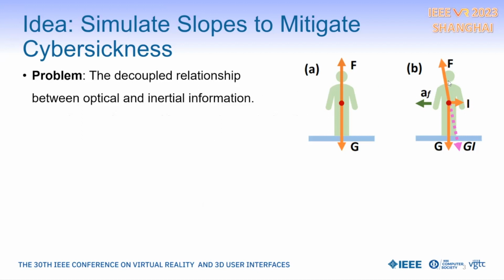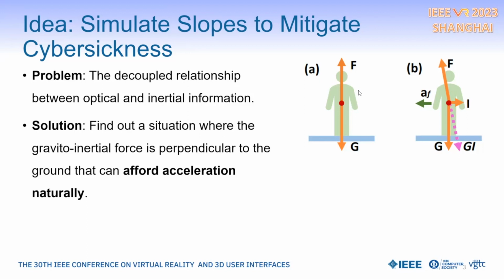In the real world, like Figure B, the optical flow and gravity inertial force are coupled by physics. An inertial force is a force that an object receives when accelerating. Since gravity and inertial force are equivalent according to Einstein's general relativity, we describe their vector sum together as the gravito-inertial force, like the pink arrow. But like Figure A, if we navigate in VR, there won't be much inertial force. So we need a situation where the gravito-inertial force is perpendicular to the ground like this, and could still afford acceleration naturally.